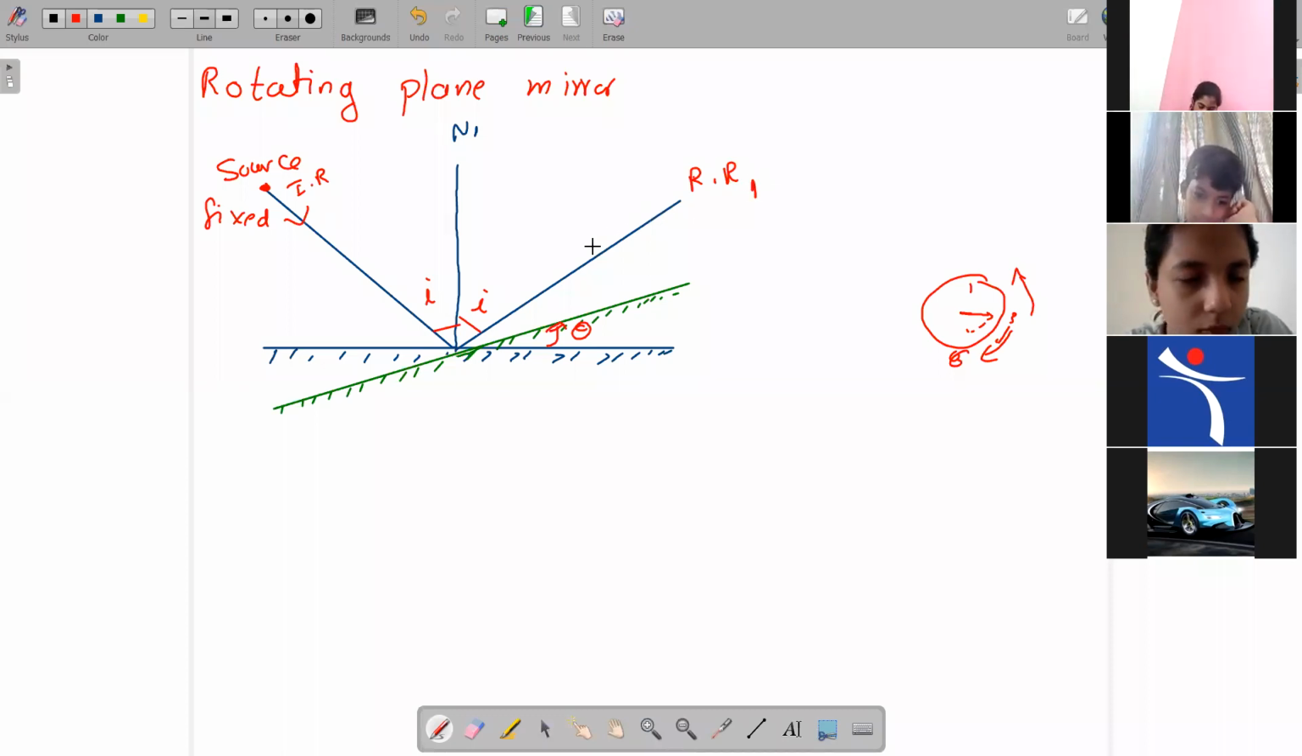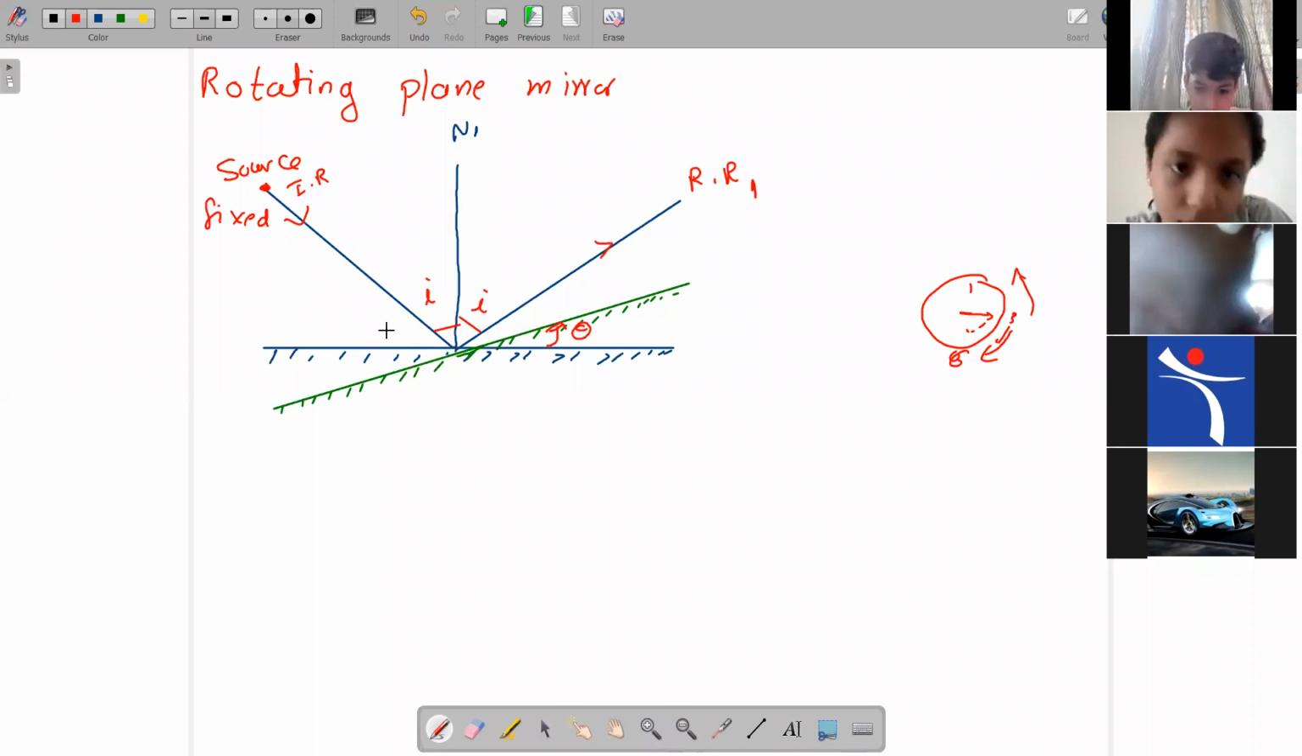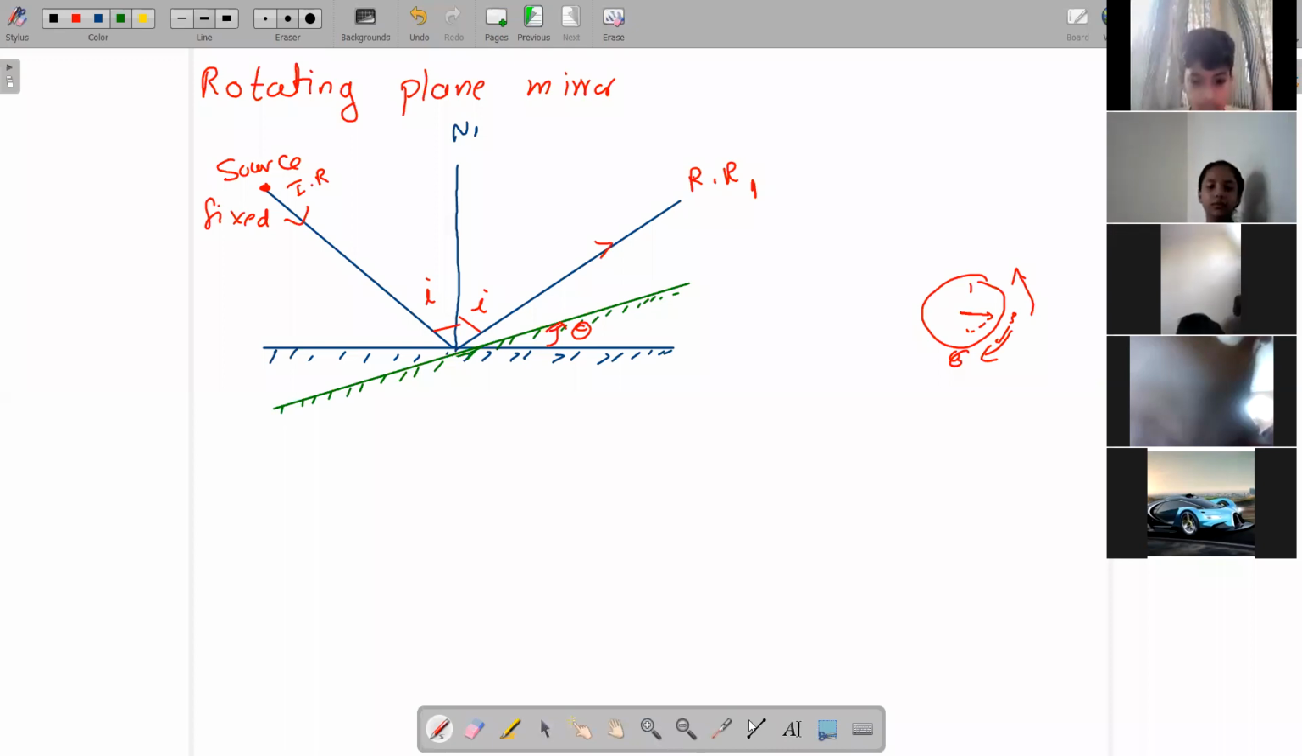The first reflected ray is the one coming when the mirror is at the normal position. When the mirror is shifted by some angle theta, what happens to the normal? When the mirror shifts, the normal also shifts, because the normal is always perpendicular to the mirror. Let us take that as N2. This is N1, and this is N2.